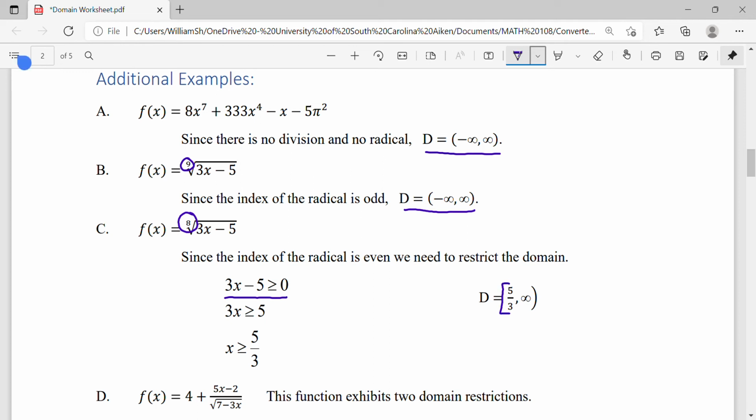It's really important because if you get your parentheses wrong or your bracket wrong, you could wind up getting points off of your question, right? If it's equal to, like it is here, we're going to put a bracket. If it's not equal to, if it cannot be that point, that's when we use the parentheses.